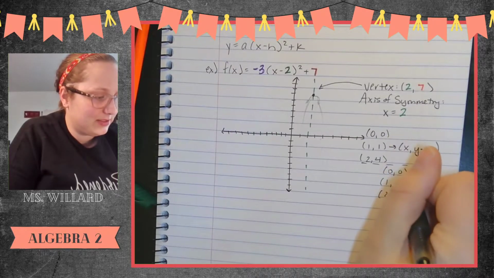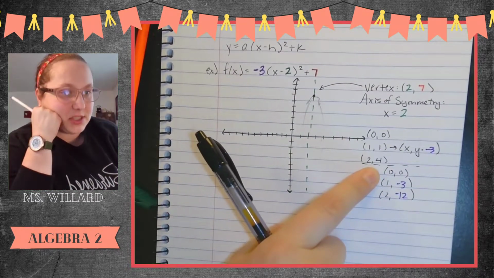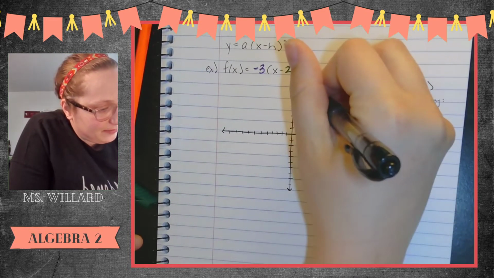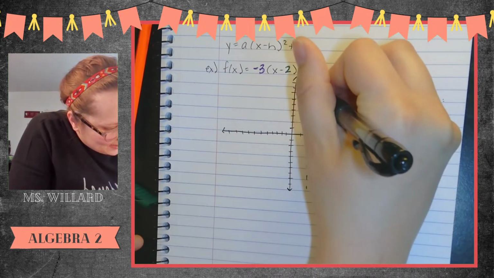Can you do it other ways? Absolutely. Can you use plots in the graph? Why not? But what that's going to say is that this is my vertex. So I'm going to start at vertex at 0, 0. And I'm going to go over 1 and down 3. Over 1, down 3.